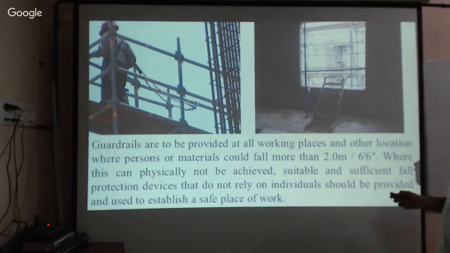The most important: whenever there is an opening on the second floor, third floor, fifth floor, a guardrail is compulsory everywhere. That is temporary guardrails there, isn't it? Guardrails are to be provided at all working places and other locations where persons or materials could fall more than 2 meters. Where this cannot physically be achieved, suitable and sufficient fall protection devices that do not rely on individuals should be provided and used to establish a safe place for working.